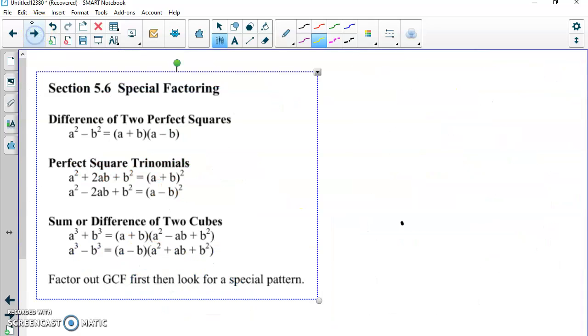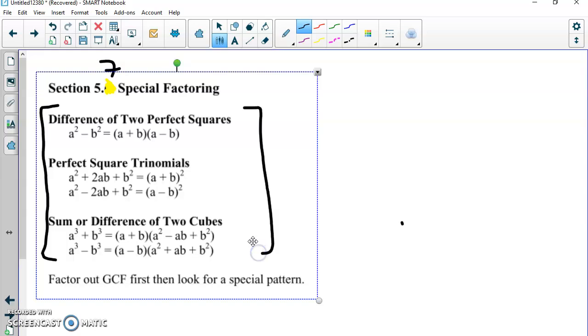Alright, section 5.7, special factoring. Hit pause and write down all of these formulas here. The 2 new ones we have not seen before are the sum and difference of cubes.